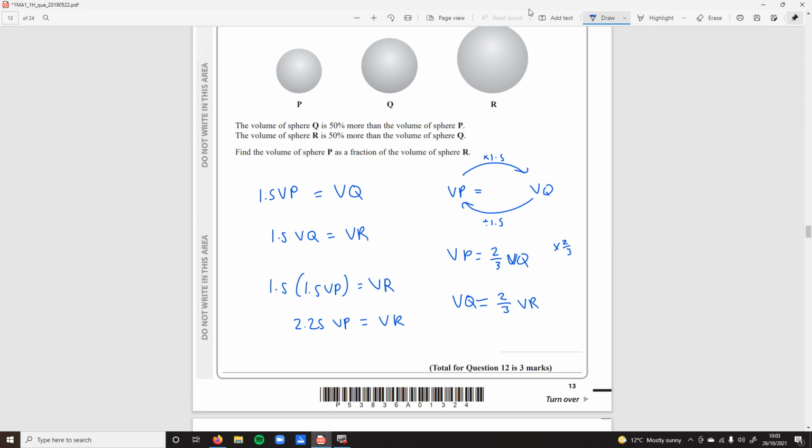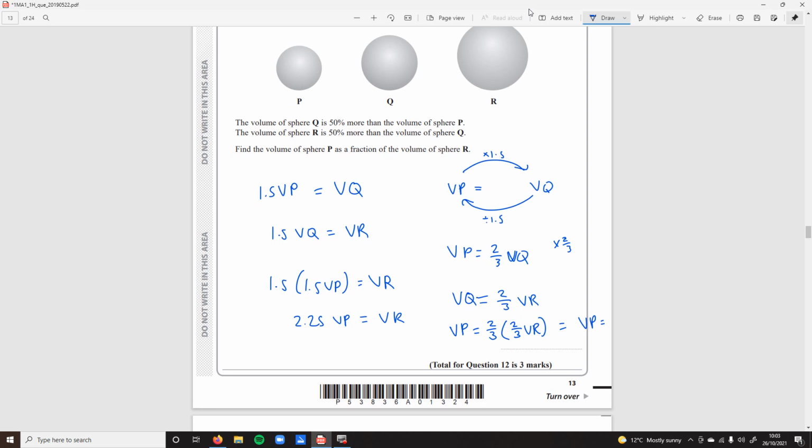Oh my god, okay. VP equals 2/3 of VQ, which is 2/3 of VR, which is 4/9. VP is 4/9 of VR. I think it's 4/9. Okay, we're gonna go with that.